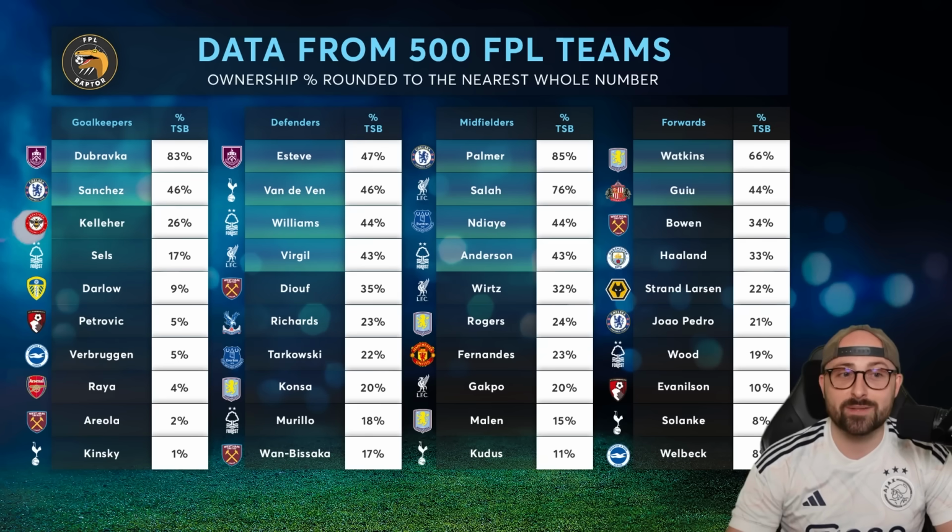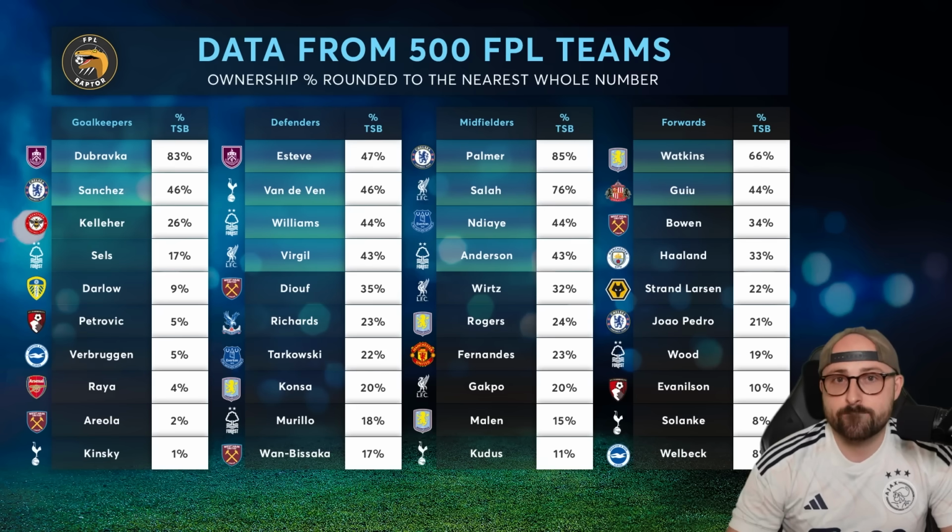So if your defence right now is Estupiñán, Van de Ven, Williams, Van Dijk, and Gvardiol, you essentially have the template back 5. In the midfield, there were a couple of surprising results for me. Palmer is the highest owned player in the game amongst those 500 teams that I looked at, 85%. More than Salah, more than even the legendary Martin Dubravka. 85% for Palmer. So lots and lots of people have him in the team.